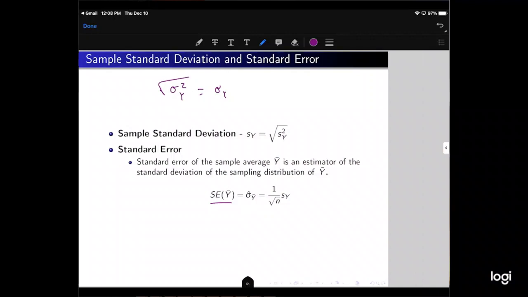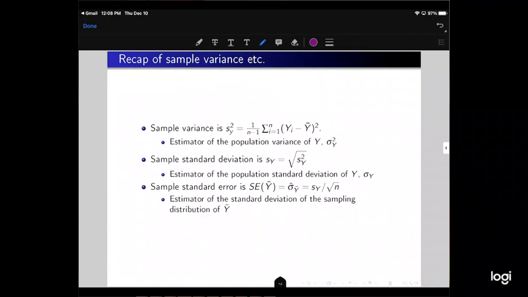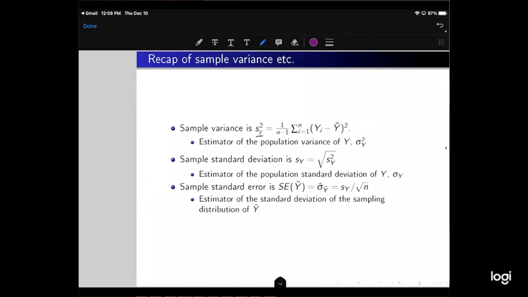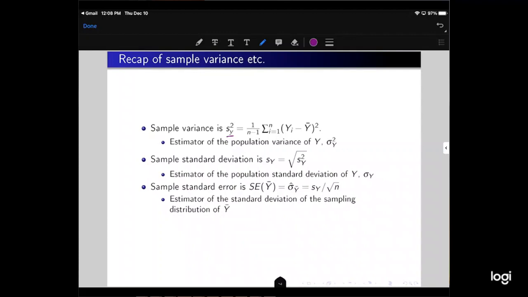So a recap of the sample variances. We've defined 3 of them. We have the sample variance, this thing here, which is an estimator of the population variance for Y. The sample standard deviation, which is an estimator of the population standard deviation of Y. So for these two, we're talking about the underlying random variable Y. The sample standard error is the standard error of Y bar, which is an estimate of the standard deviation of the sampling distribution of Y bar. So the third one, we're talking about the distribution of Y bar, the sampling distribution.